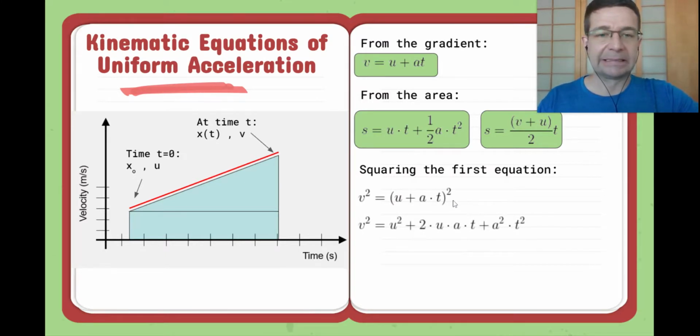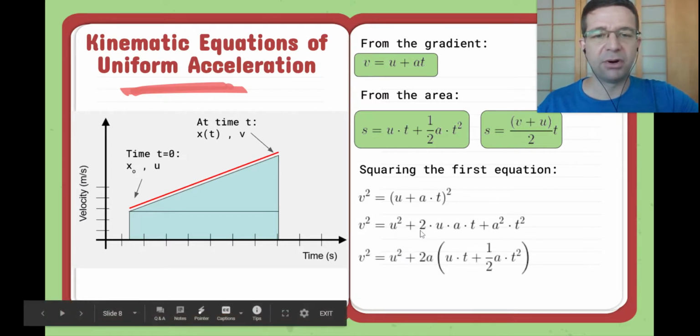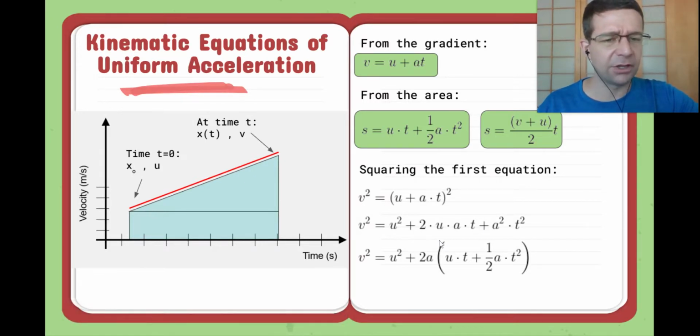Expanding that is a little bit ugly. What we're going to end up with, obviously, u squared, and the last term a squared t squared. And then the cross term, 2 times u times a times t. Now, this doesn't look familiar at all, but if we pull out 2 times a, it's a little bit strange because 2 is not a common factor here, but follow along.